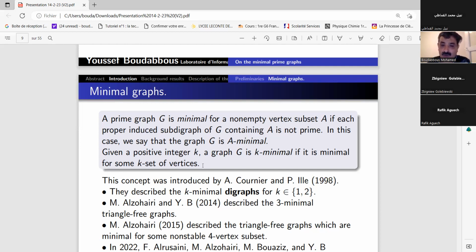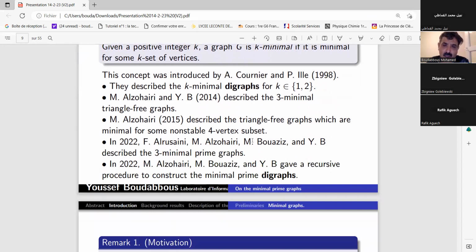Then Al-Zuhairi described the four-minimal triangle-free graphs when the subset A is not a stable set. He also has another paper, not yet submitted, for the case where A is a stable set. Recently, in the thesis of Fatma Arsini, we have described, Fatma Arsini, Al-Zuhairi, Bouaziz, Monsef, and myself, the general case of the three-minimal prime graphs, which is a very difficult problem.